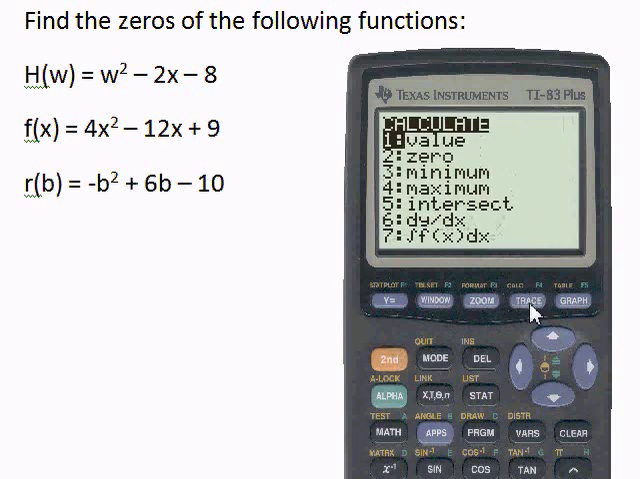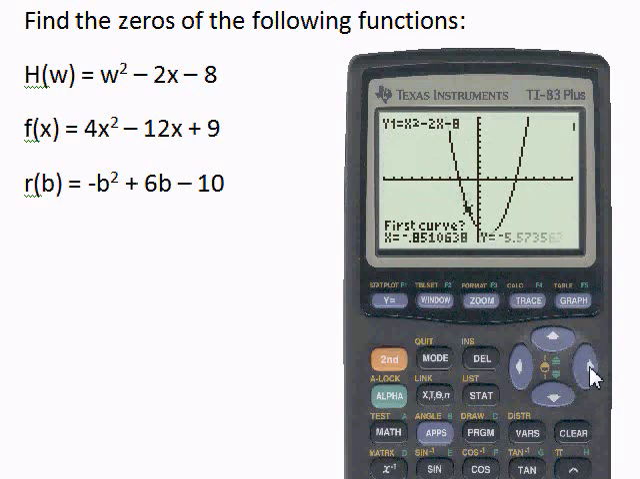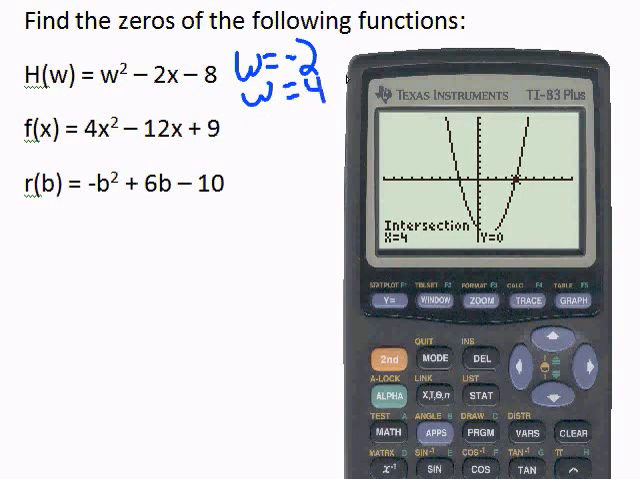So we go second, trace, down to intersection, and we hold our right arrow key, in this case, because I've got to go to the right, until I get close to that other zero we're trying to find. And I press enter 1, 2, 3 times. Once it says the word intersection, 4 and 0, I know I have my answer. My answer is just the x value that makes y equal to 0. So my other zero is w equal to 4. Remember, we're using w instead of x for our answers.